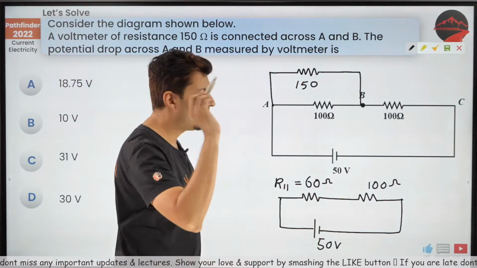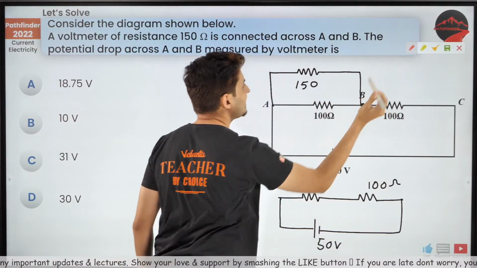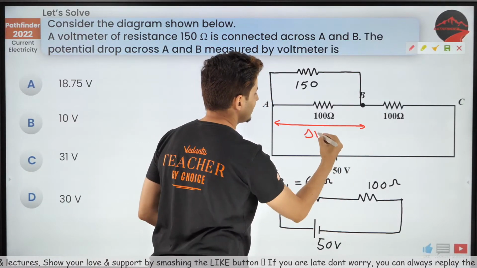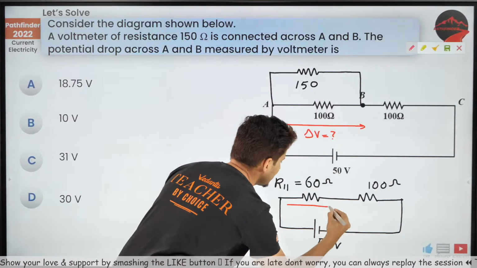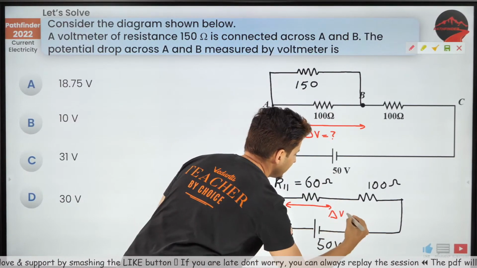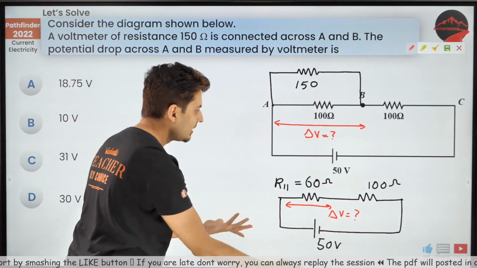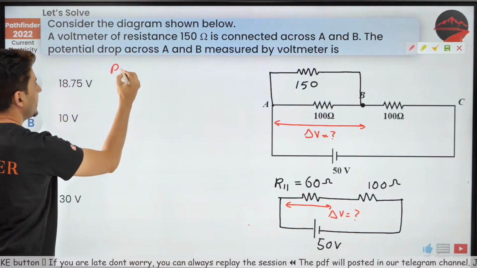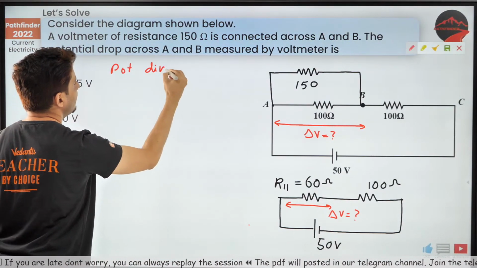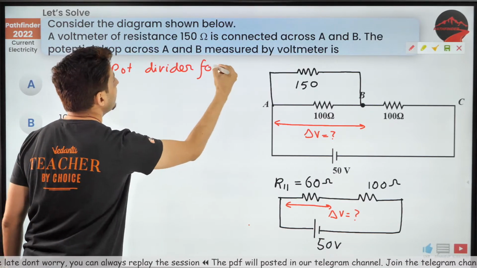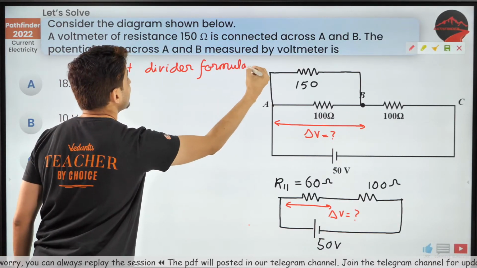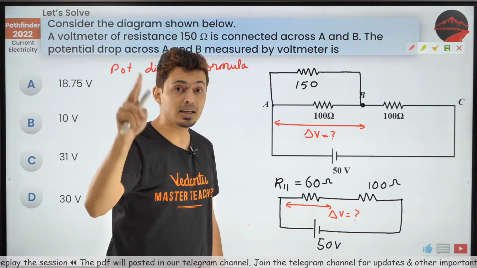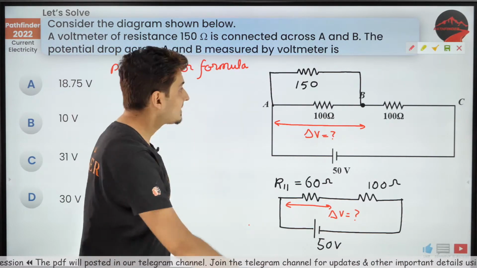Excellent. Now, all you need to do is measure the voltage across these 2 points. That's the question. And I have told you about a potential divider arrangement, the potential divider formula. When did I teach you this? In one of the previous classes when I told you about resistors in series and parallel. Check out session number 2.